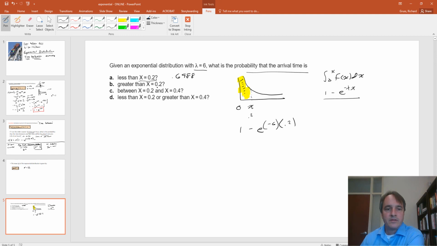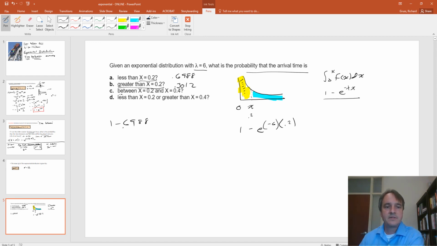Okay. So now the next question asks us, what's the probability that the arrival time is going to be greater than 0.2? Well, now it's just asking us about this area. So what's that area going to be? Well, we know that this is a density, right? So it's just going to be 1 minus this. So it's just going to be 1 minus 0.6988, so it's going to be 0.3012.